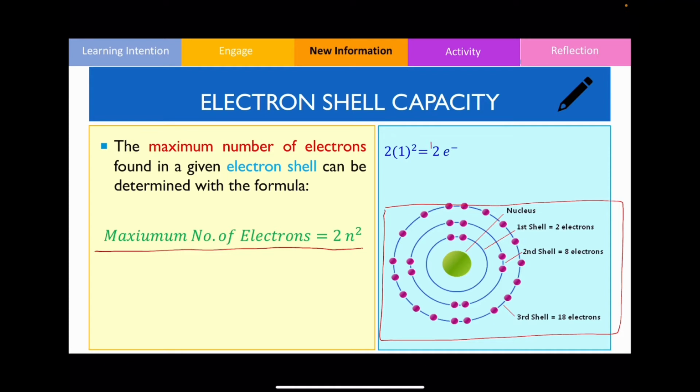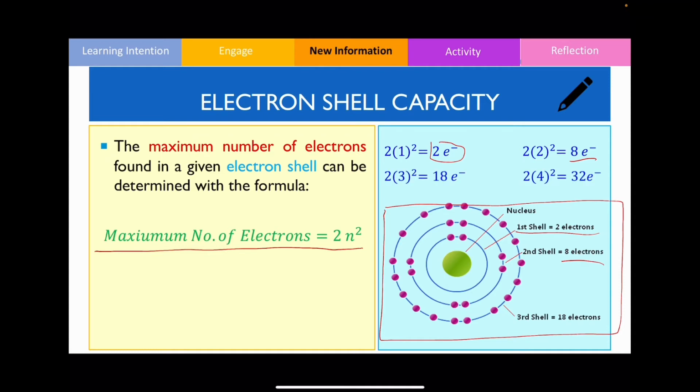And again, that is supported by this diagram. If you want to find out how many electrons can fit in the second shell, you sub in n is equal to 2. 2 squared is 4, 4 times 2 is 8, so you should have 8 electrons. And similarly, you do the same thing for the third shell and fourth shell.